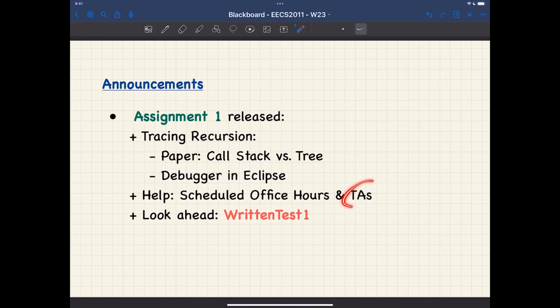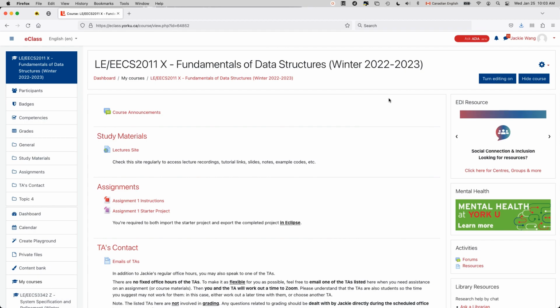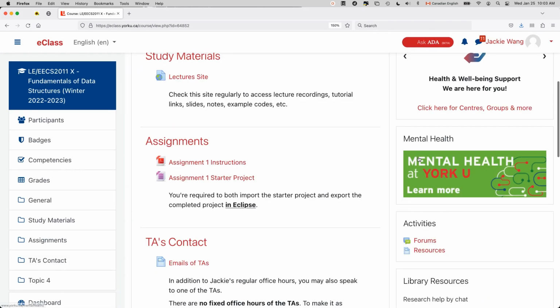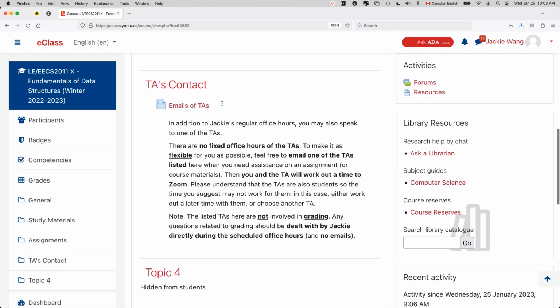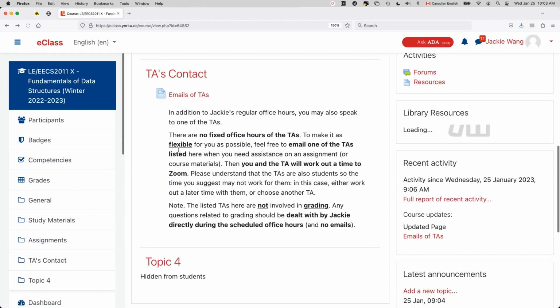And about the TA, I want to show you very quickly. As I mentioned when I walked you through the syllabus, we do have TAs for you. If you go to the E-class, you will see I added a section there called TA contact. There, we have 3 undergraduate TAs: Qing Yi, Monica, and Justin. So this is how it works. You can see the exact details also in this paragraph.